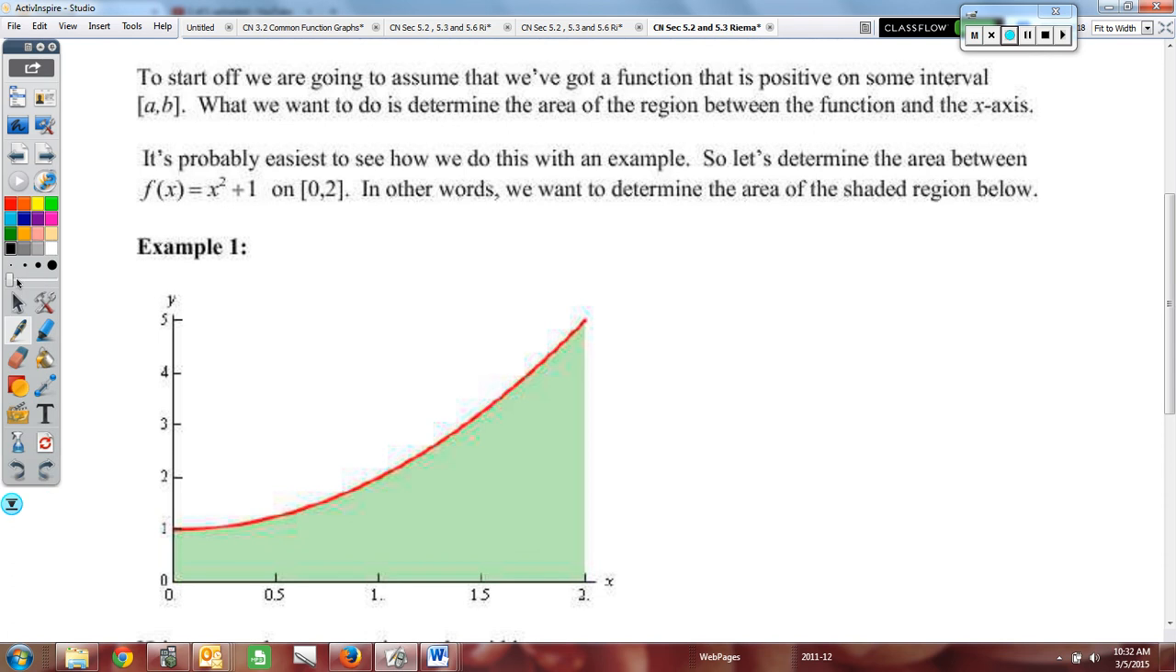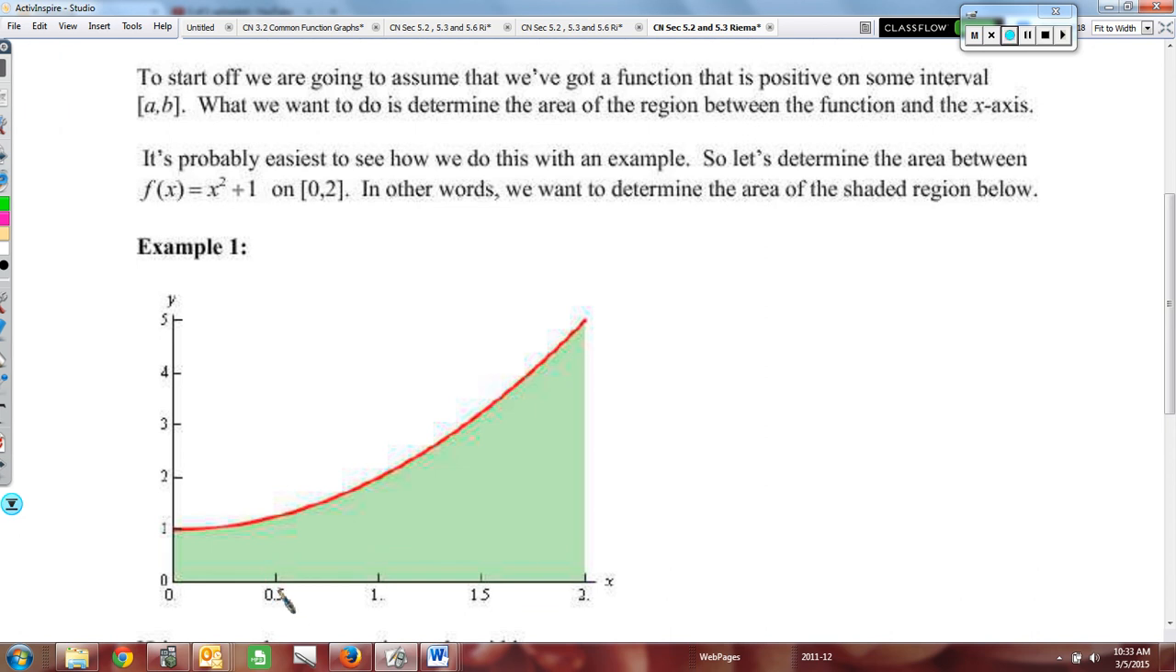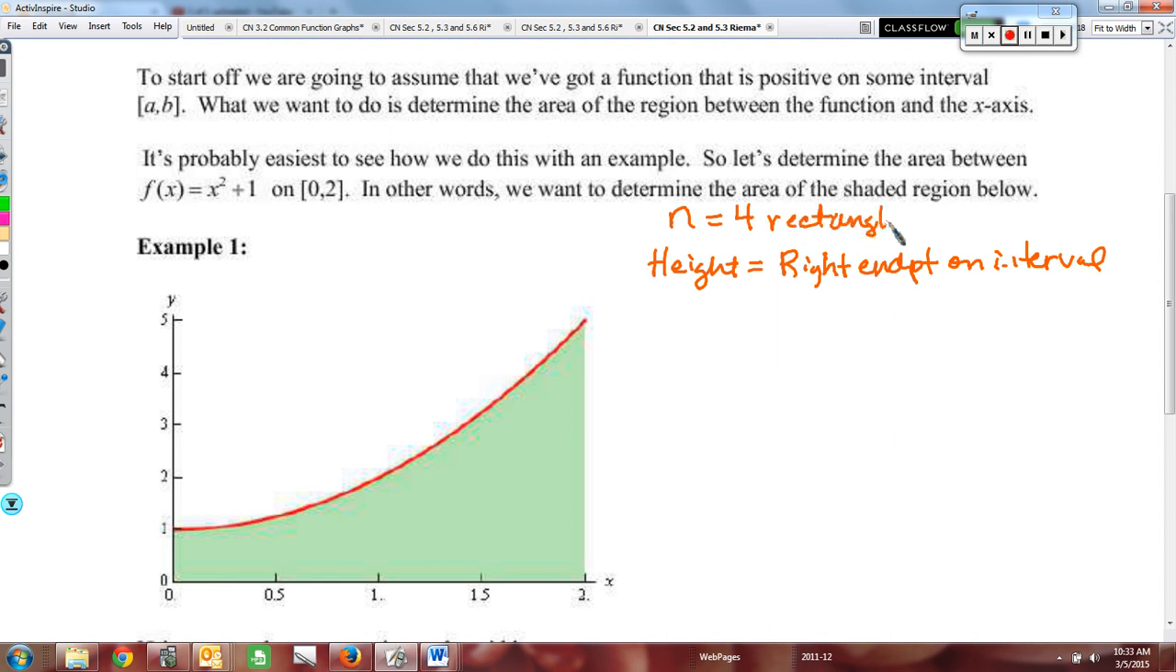Another way, from prior knowledge of what we've been working with a little bit, is this idea that we can use rectangles. I can draw a rectangle where the height of the rectangle is going to be the right endpoint on an interval. Let's do n equal to 4 rectangles, just to give some ideas of what we're going to do.